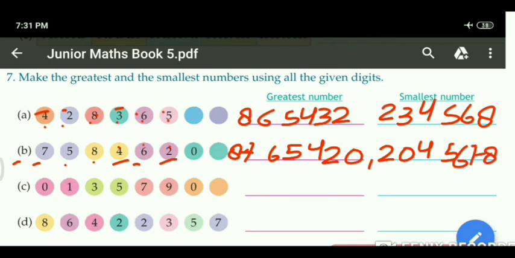Okay. Next, the C part is given. So the biggest number is 9, 9 after 7, then 5. Okay, these are over. Then 3, 3 after 1 is left, and then after, 0 is given 2 times. So write 0 here 2 times. Okay. Then for the smallest number, 0 is given 2 times. We have to write it in the second place only.